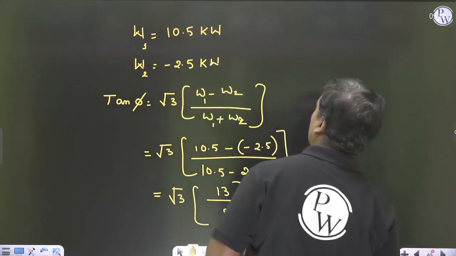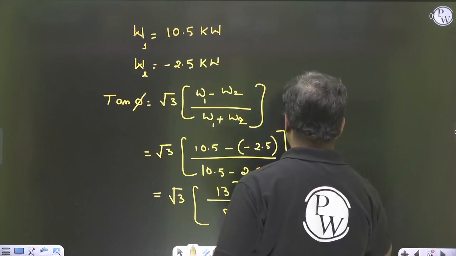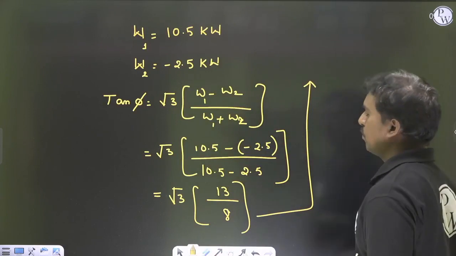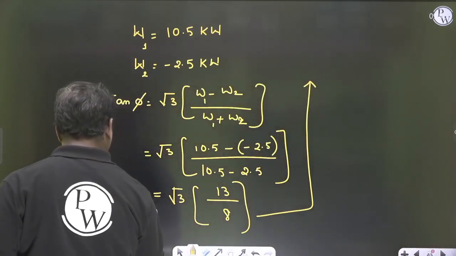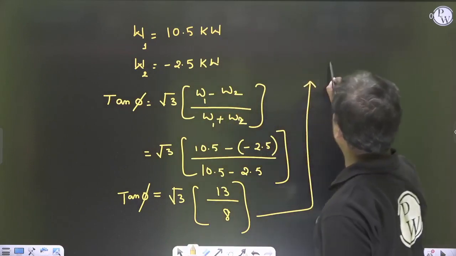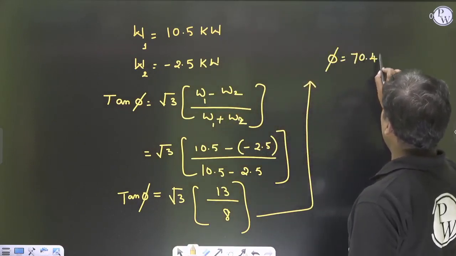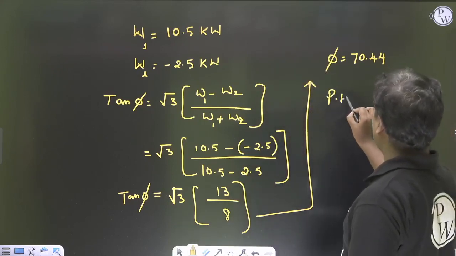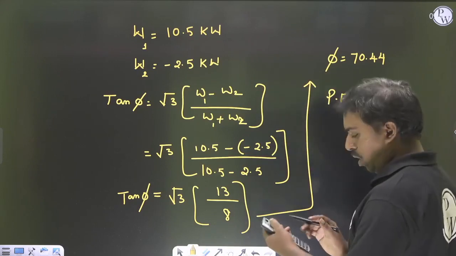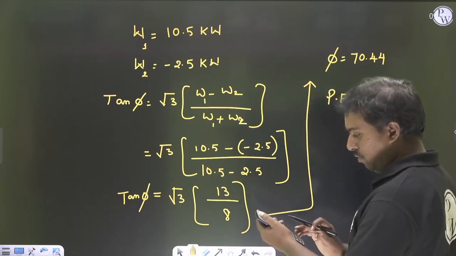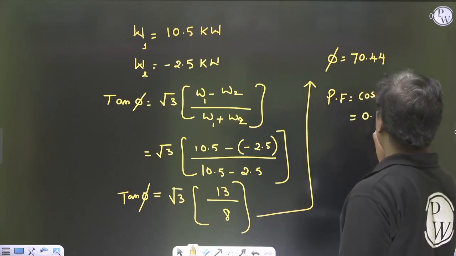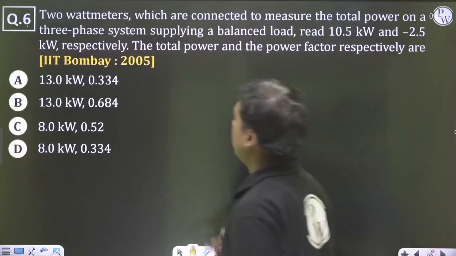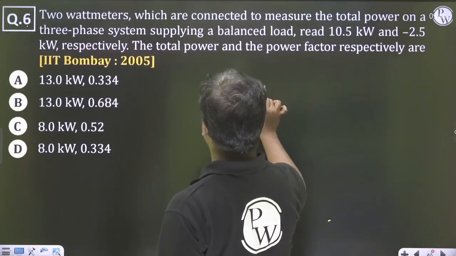So if you simplify from this, the phi is equal to 70.4 degrees. But the question asked is the power factor. The power factor is equal to cos phi. So cos of the answer, we are getting it as 0.334. So this is the power factor.